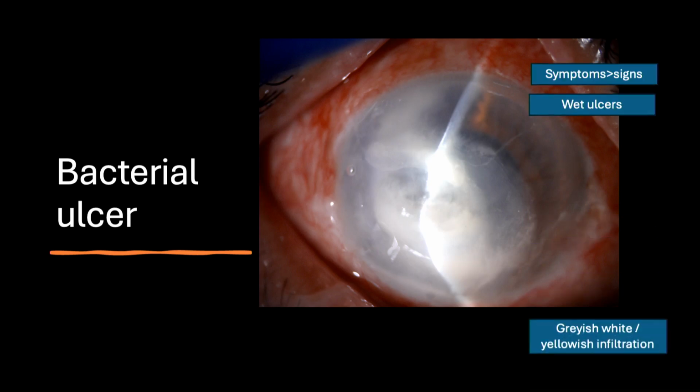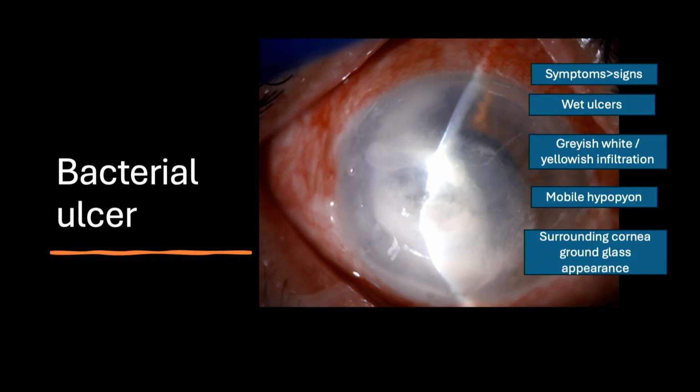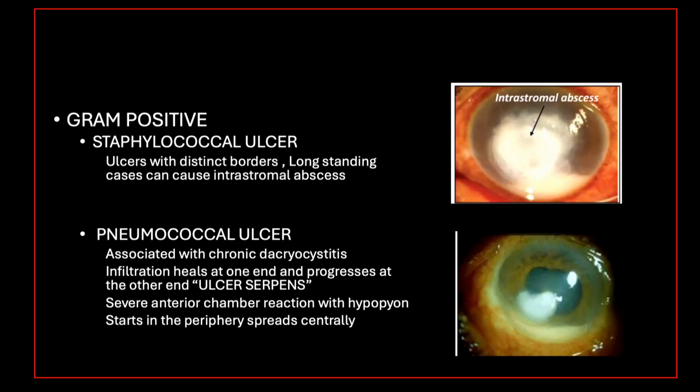So we know the features of a bacterial ulcer. The symptoms will be more severe, and they will be wet ulcers, often with a grayish white or yellowish infiltration. Mobile hypopyon is usually present. In case of a pseudomonas ulcer, we can see the surrounding cornea having a ground glass appearance.